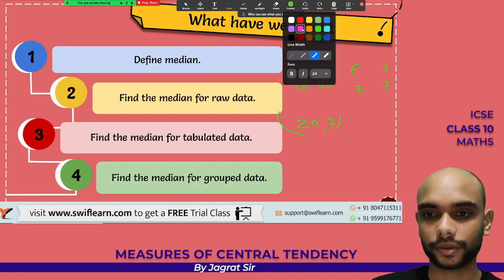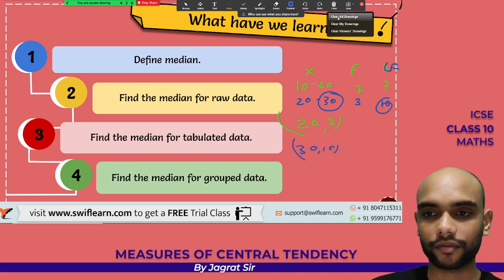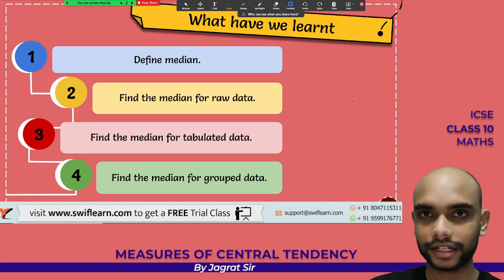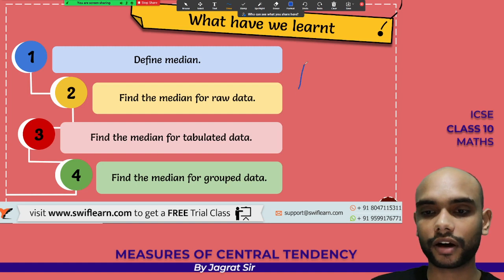Now for the second coordinate, from 20 to 30, the frequency here is 3, so cumulative frequency will be 10. So the second coordinate will be 30, 10. This is how you form the graph. The sum of the cumulative frequency divided by 2, be it odd or even, that will give you your median class. And in the graph, how will you find it?